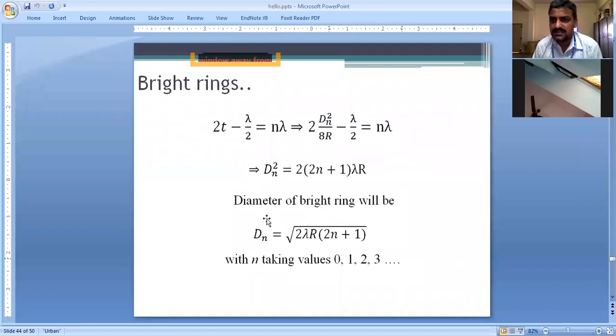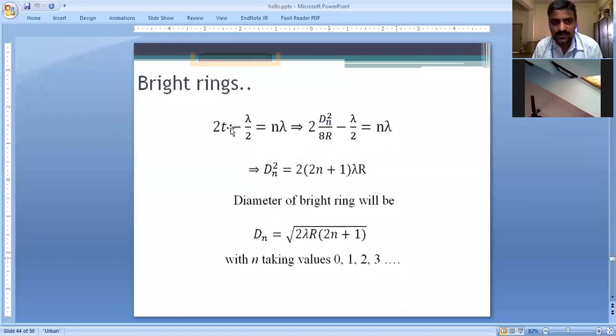In the exam, a short answer question may appear: derive an expression for the bright ring's diameter, or derive the expression for the dark ring's diameter. Then you may assume this path difference and just get this expression, right? And here my n starts with 0. It is n equal to 0, 1, 2, 3, etc.